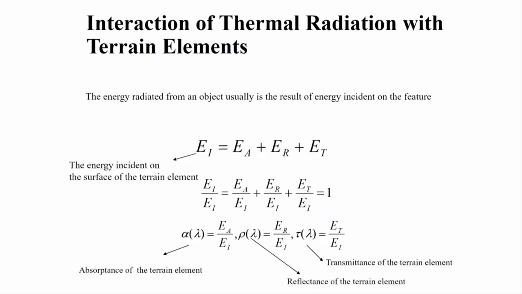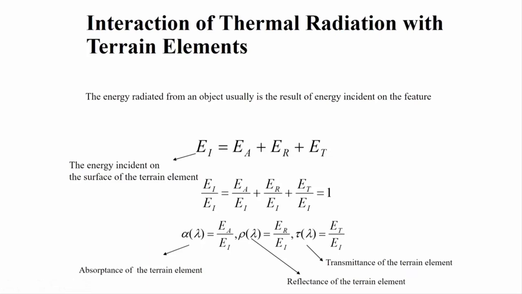Suppose here in this slide, EI is representing the incident thermal energy. EA is representing the portion of the incident energy which is absorbed by the object, ER is representing the portion of the incident energy which is reflected, and ET is representing the portion of the incident energy which is transmitted through the surface. So here we can see that EI is divided in three parts: absorbed energy, reflected energy, and transmitted energy.